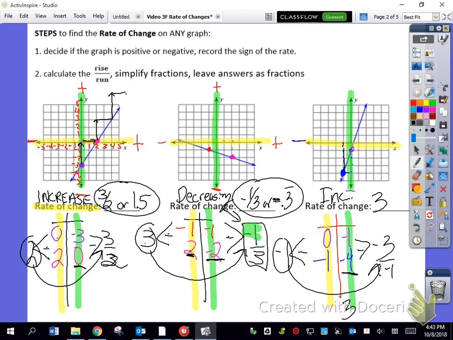So up 3 over 1, up 3 over 1, up 3 over 1. Rate of change means it's consistent. This was down 3, down 1 over 3, down 1 over 3, down 1 over 3. It's the same thing over and over. That's why it's linear.